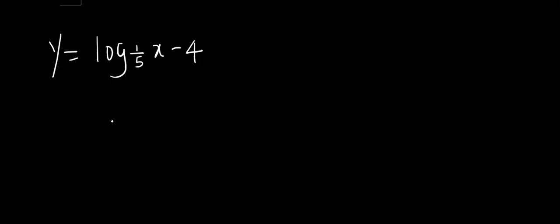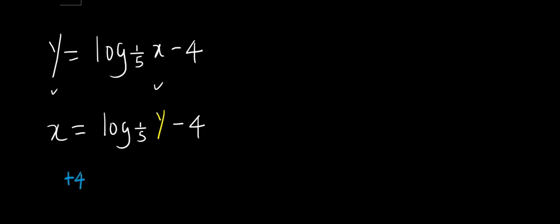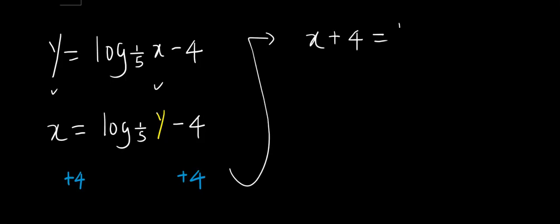I'm sure you become more and more confident now. Remember, step 1 is always to switch x and y, so we simply switch and copy down, and switch and copy down. Remember, you want to eventually reach y. So here's a negative 4. You want to add 4 to each side. Okay? All right. And then what do we have? We have x plus 4 equals log base 1/5 of y here.